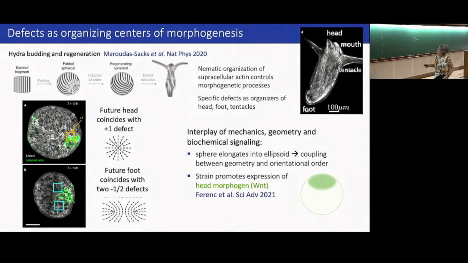Now, the development of Hydra obviously is quite complex, and it's really determined by the interplay of mechanics, geometry, and biochemical signaling. As Hydra evolves, first the sphere elongates into an ellipsoid, and so here we have a coupling between geometry and orientational order, which is at play. And one thing that is established experimentally is that there is an expression of a morphogen, Wnt, which is known as the head morphogen, and that determines the body axis, so this will be where the head will actually form.